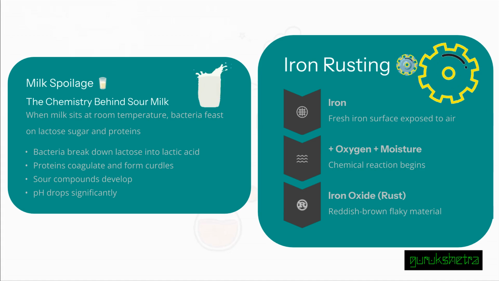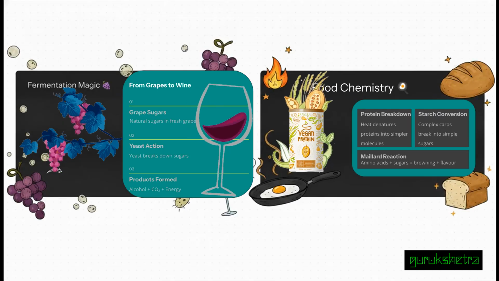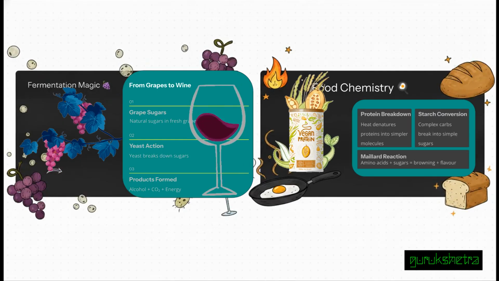Now compare that with iron rusting. When a fresh piece of iron is exposed to the oxygen and moisture in the air, a reaction kicks off. The iron physically transforms into a reddish-brown flaky material, iron oxide. These are two totally different everyday events, but they are both driven by the exact same principle: reactants transforming into entirely new products. And we can see this brilliantly with even more delicious everyday chemistry.